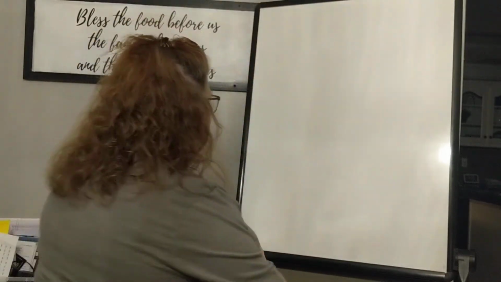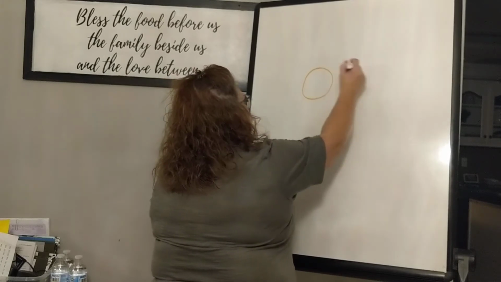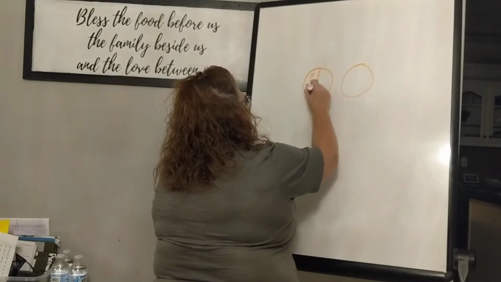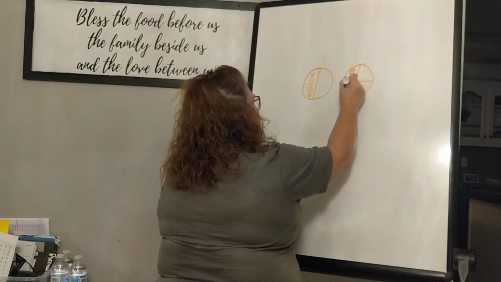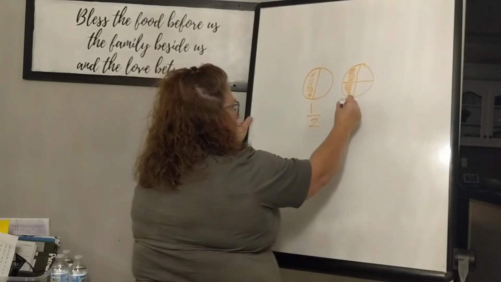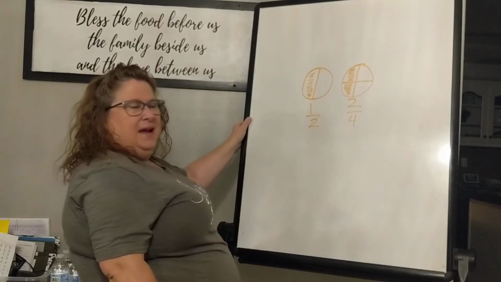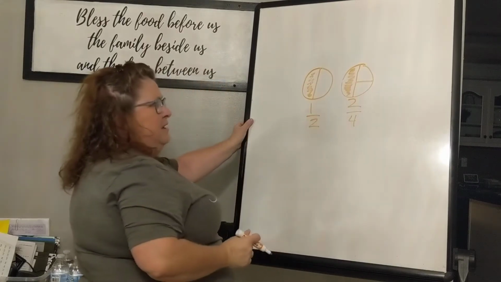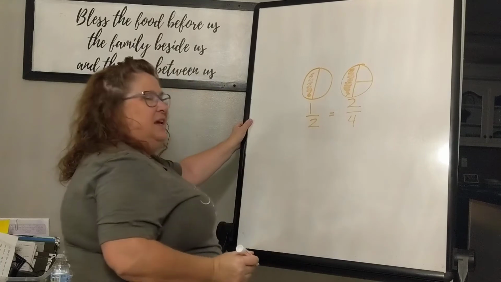All right, so when we have fractions, I'm going to show you two fractions. On this circle, I have 1/2 colored in. On this circle, I have 2/4 colored in. But do you see how those 2/4 are basically just 1/2 if we were to take that middle line away? It would just be 1/2. So 2/4 equals 1/2, or 1/2 equals 2/4.